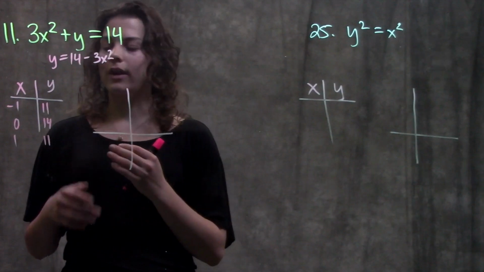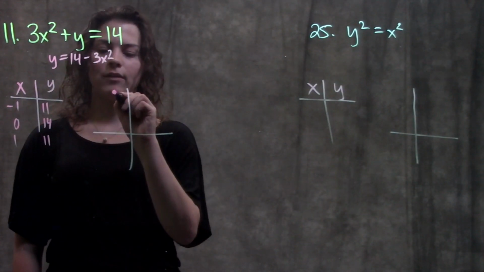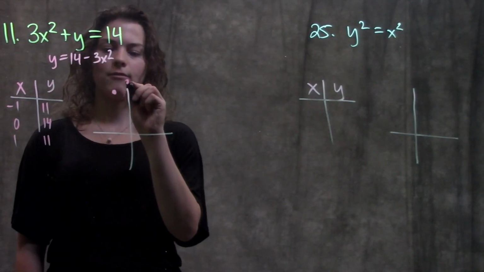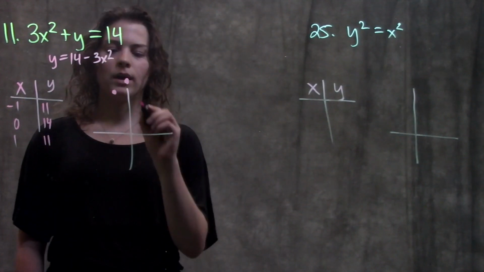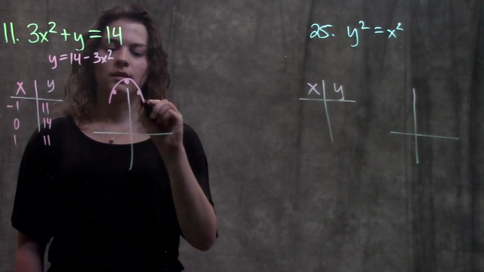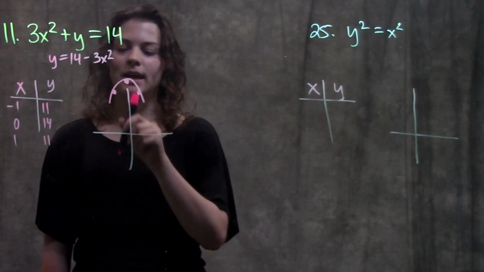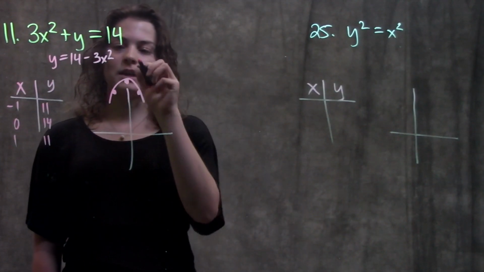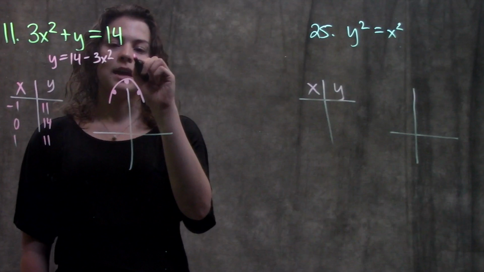And what this might look like on a graph is, let's say at -1, I have 11. At 0, I have 14 for my y. And at 1, I have +11. And thinking back to that vertical line test, we see that this function here passes the vertical line test. It is a function.